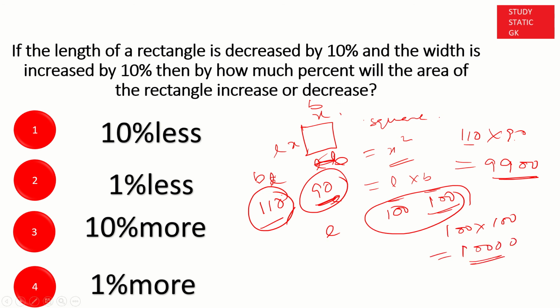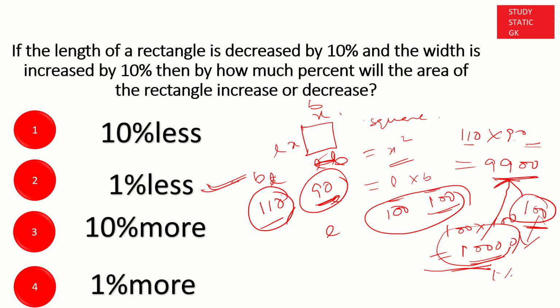Before the increase or decrease, whatever happens, the area is 10,000, after happening the area becomes 9900. So the area decreased by how much? 100 square meters, or whatever units, right? So this 100 is what percent of the original one? 1% of 10,000, right? So 1% decrease. So 1% less is the answer. Next.